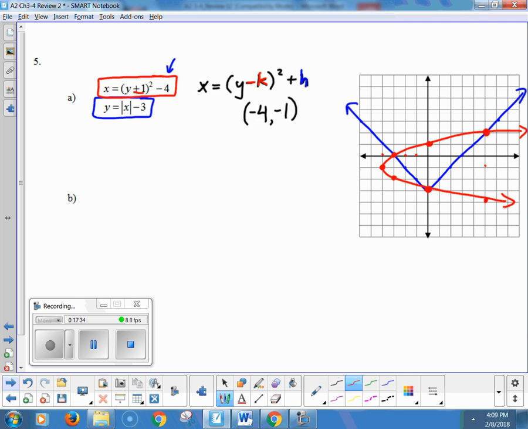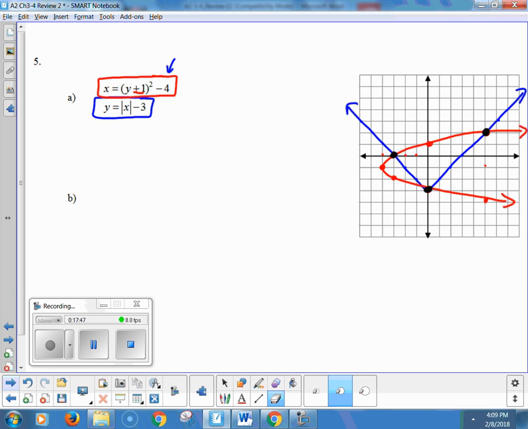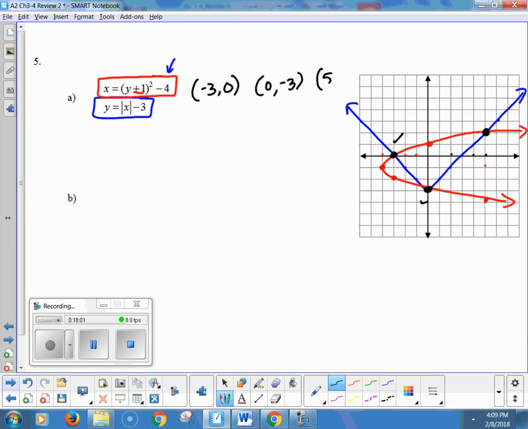And if we graph this, we should see that we have 1, 2, 3 points of intersection. Those 3 points of intersection are (-3, 0), that's this one, and (0, -3), that's this one, and (2, 5), that's that one. And then we should check them.